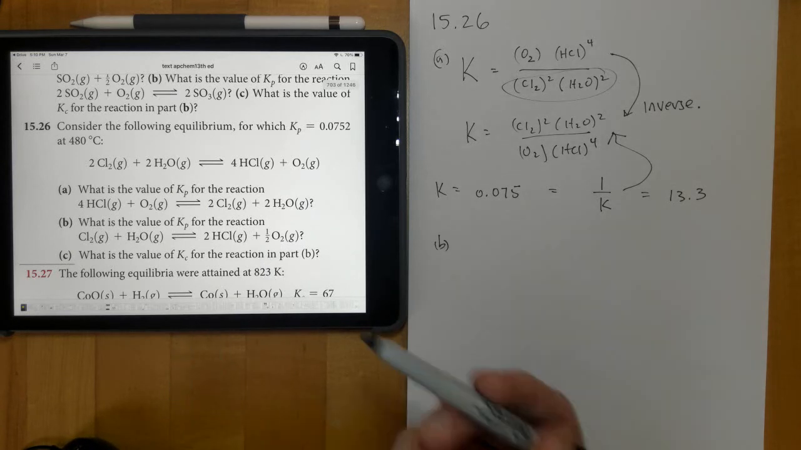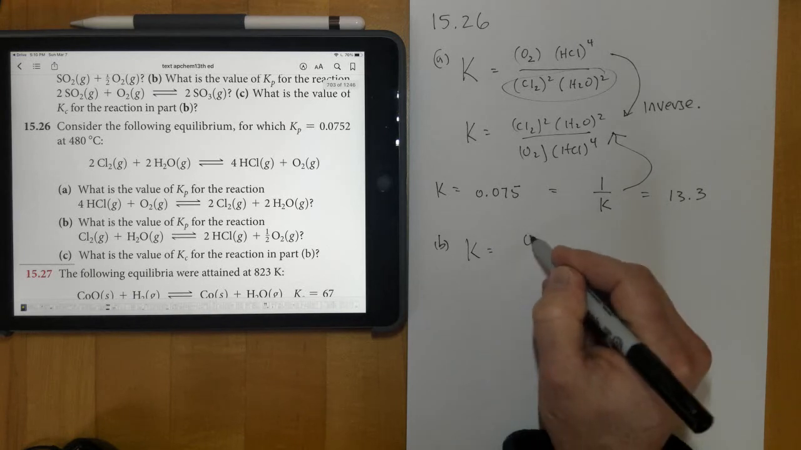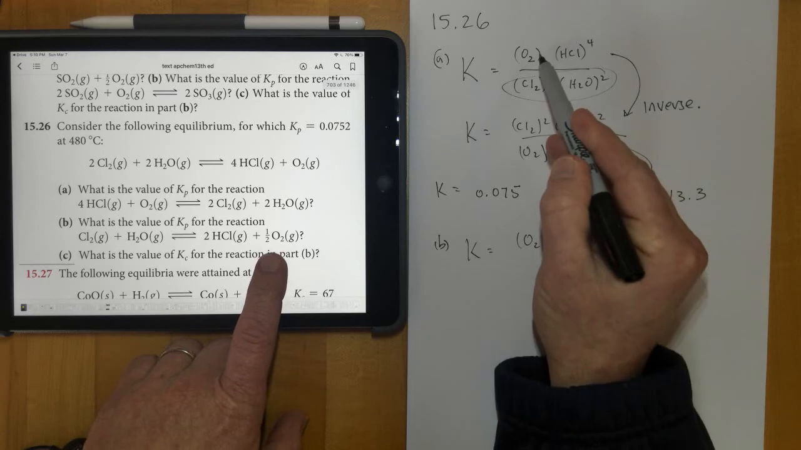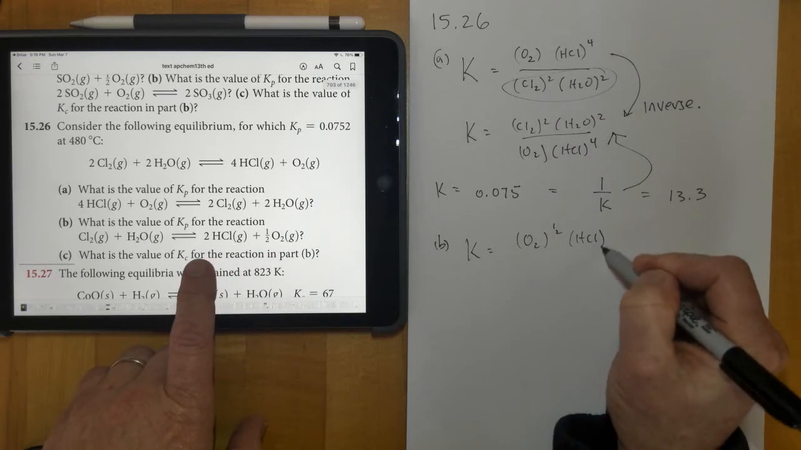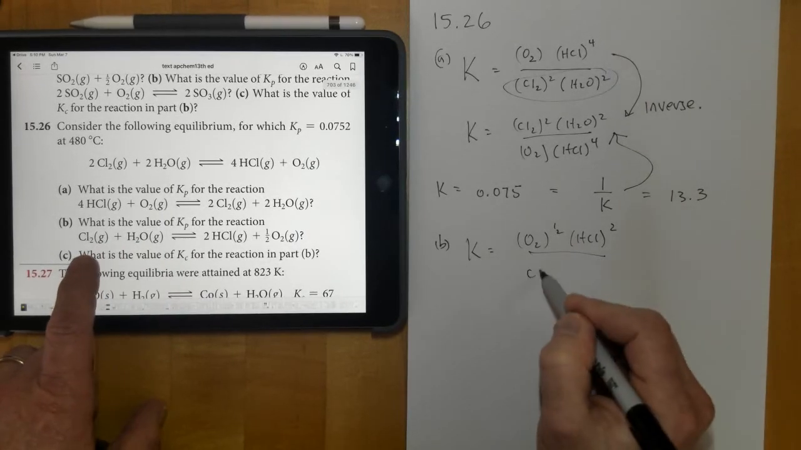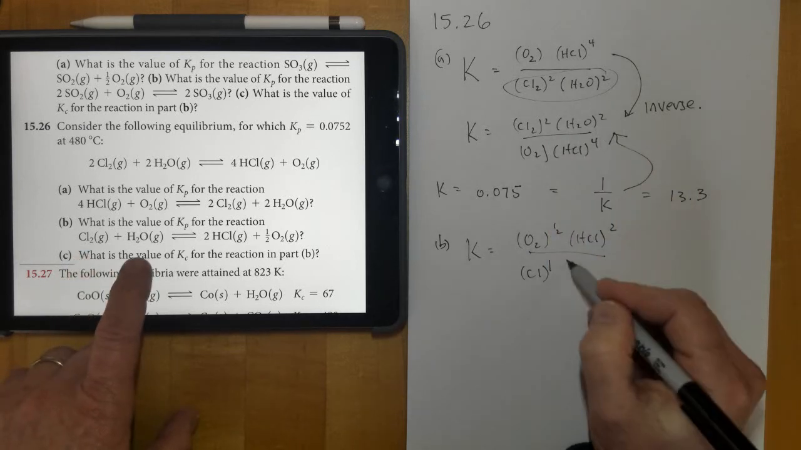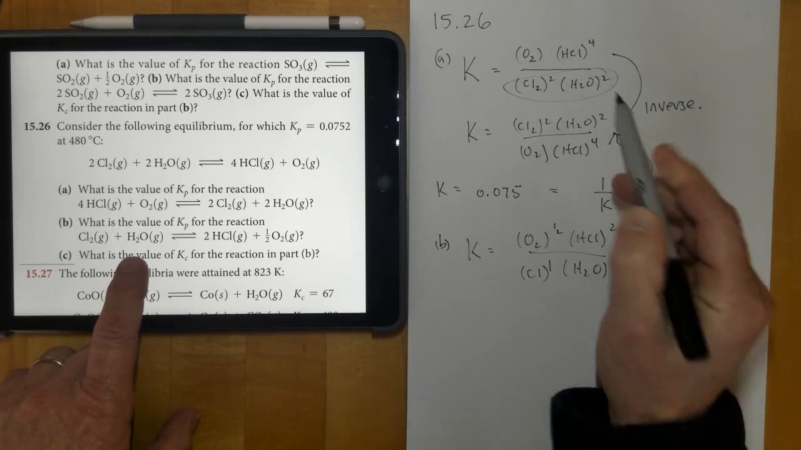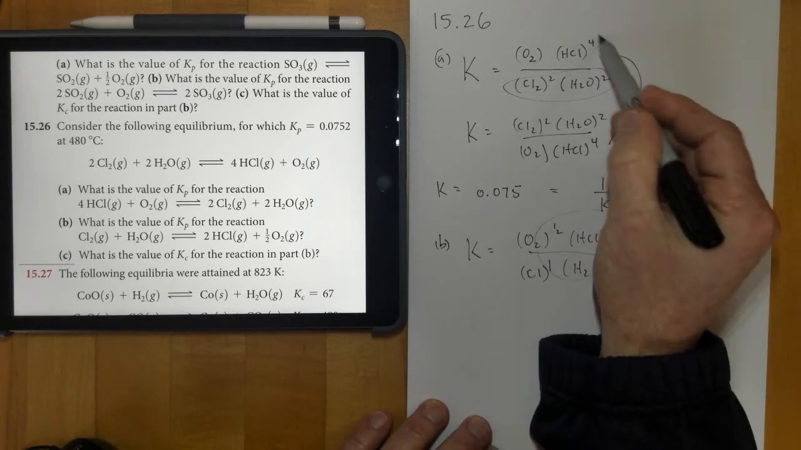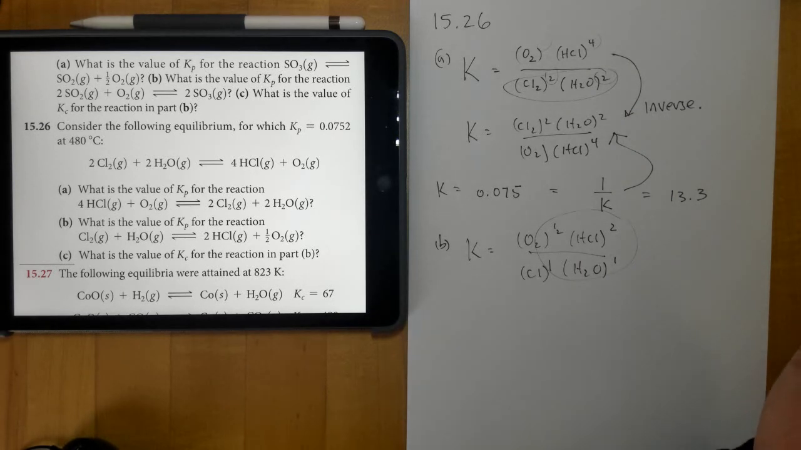And so if you rewrote the equilibrium constant expression for this, now it would be O2, but it would be to the 1/2 power instead of to the 1. It would be HCl, and it would be to the squared power instead of to the 4. And it would be Cl2, but now it would be to the 1 power instead of 2. And it would be H2O, and it would be to the 1 power instead of 2. And so you see what they did here actually is took each one of these numbers and took the square root of it, or multiplied it by 1/2.